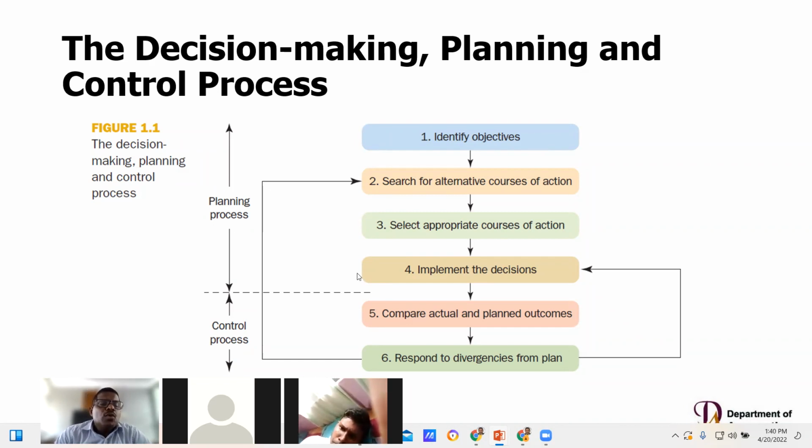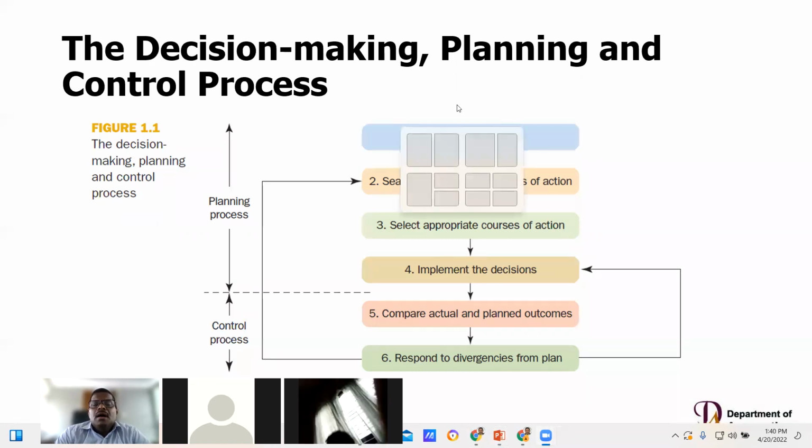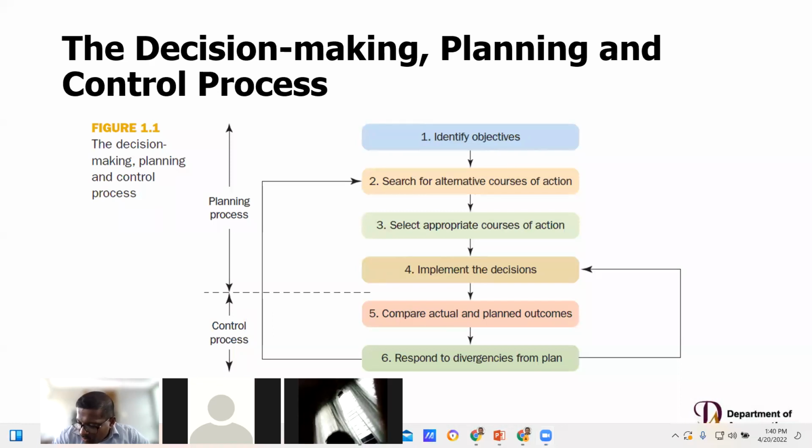So if you look at this chart, it has two elements: the planning process and the control process. There are 6 elements as per Colin Drury. First, identify objectives. You should understand your problem and what you need at the end by taking the decision. What is your expectation? Then search for alternative courses of action.